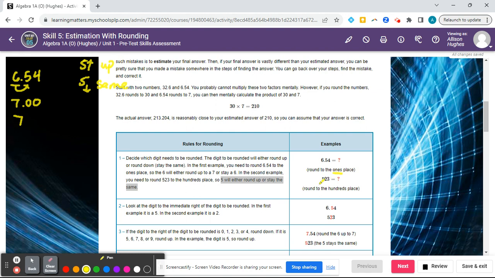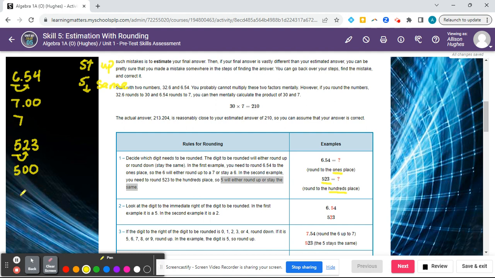Let's look at another example right here. Let's look at 523. This example said round to the hundreds place. So we have ones, tens, hundreds. So we're looking at that 5. To the right of that 5 is a 2. 5 or higher, round up. Anything lower than 5, keep it the same. So our number 2 is lower than 5, so we're going to keep that 5 the same. And then all your numbers after the one that you're rounding, we're going to turn into zeros. So the 2 goes into a 0 and the 3 goes into a 0. So 523 rounded to the nearest hundreds place is 500.